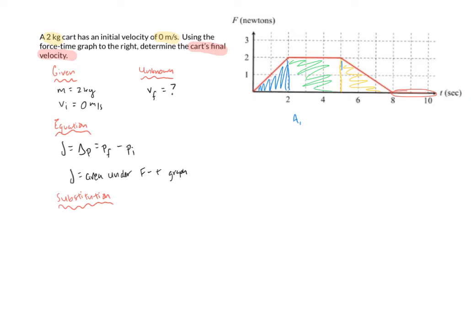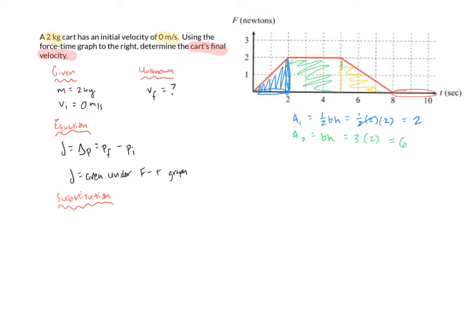Area 1 is going to equal 1/2 base times height, or 1/2 time times force, which is equal to 1/2 times 2 times 2. So our base is 2, our height is 2, and that is going to give me an area of 2. Now we can go forward to our next section, area 2, and that is going to be given by just base times height, since we have a rectangle instead of a triangle. So our base is 3, and our height is still 2, so our area is going to be 6.